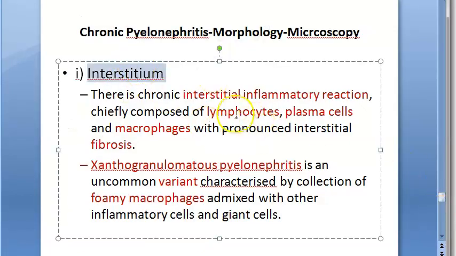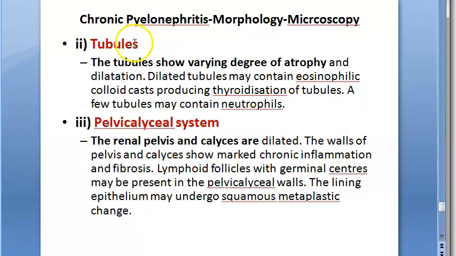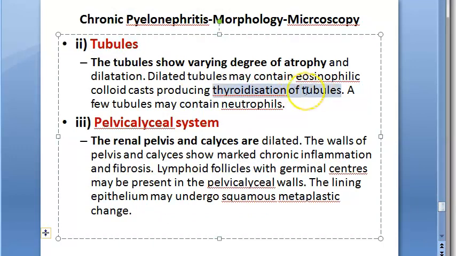Interstitium. What will you see in the interstitium? Lot of lymphocytes, plasma cells, macrophages, fibrosis. And in one variant, you can also see foamy macrophages. So a lot of inflammatory reaction. The tubules, you saw thyroidization of tubules will happen. They can even contain neutrophils. Okay. So they contain eosinophilic colloidal casts. Okay. Then the tubules are going to have atrophy.